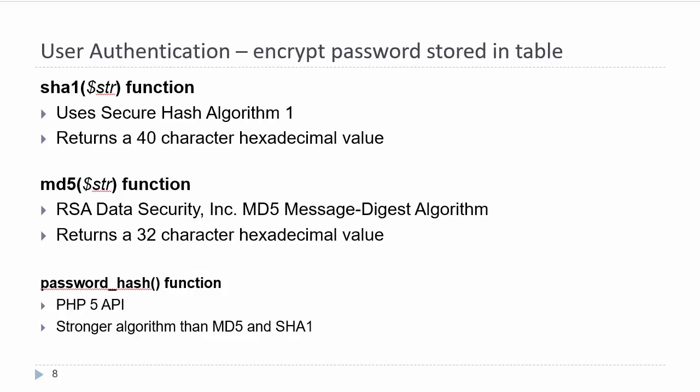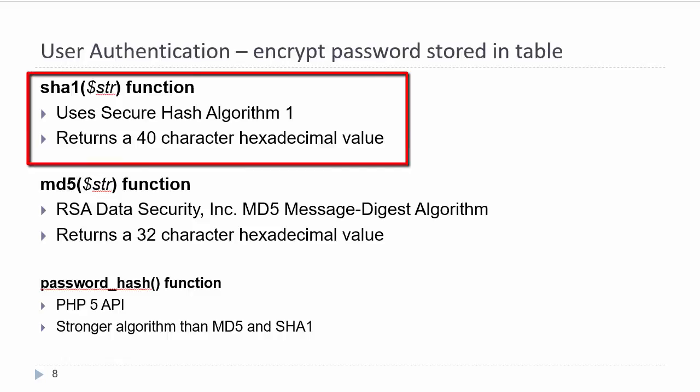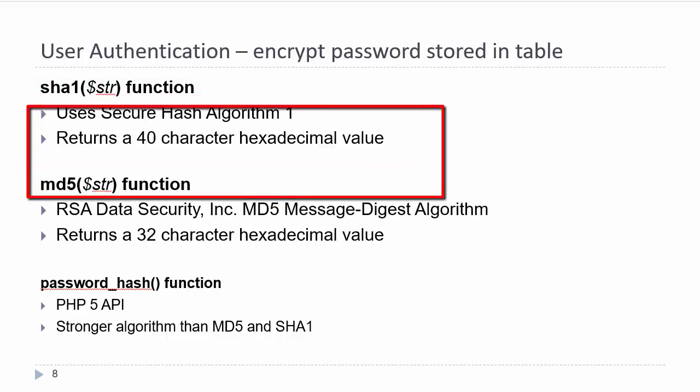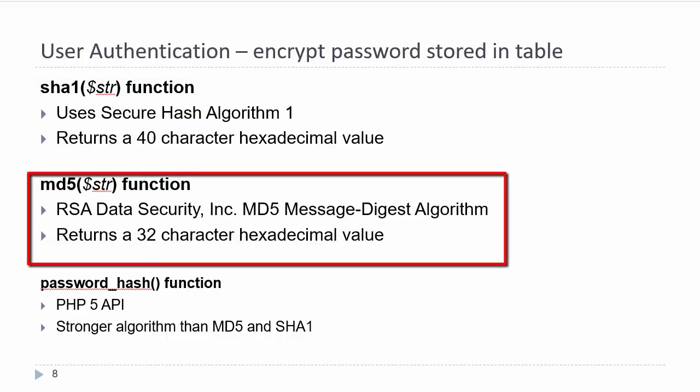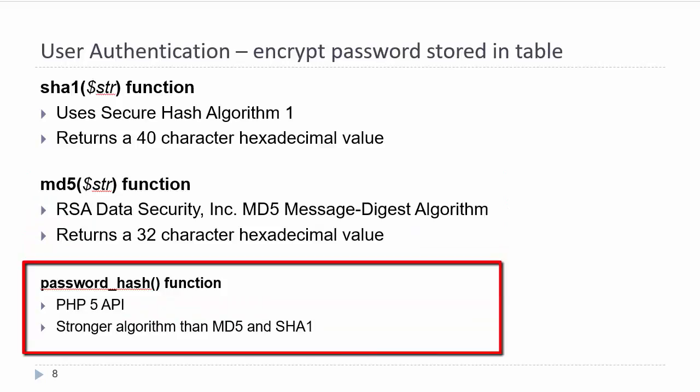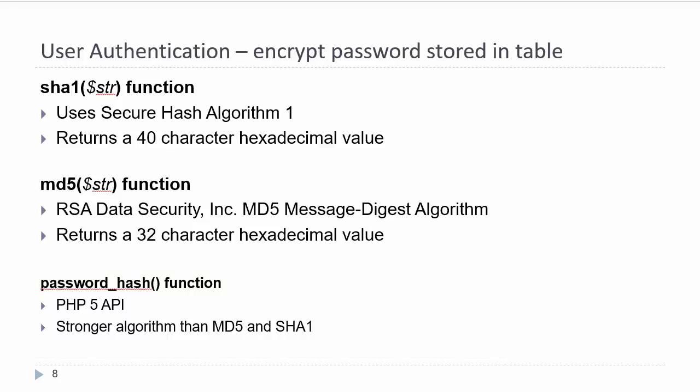There are three main ways that you can do this in PHP. One is the SHA-1, the secure hash algorithm 1. The other is the MD5 function, and there's a newer password_hash function, which has some additional functions that allow you to decrypt it also. So when the user logs in, we're encrypting that password and comparing it with the encrypted password that is already in the table. So that is how user authentication actually works with PHP.